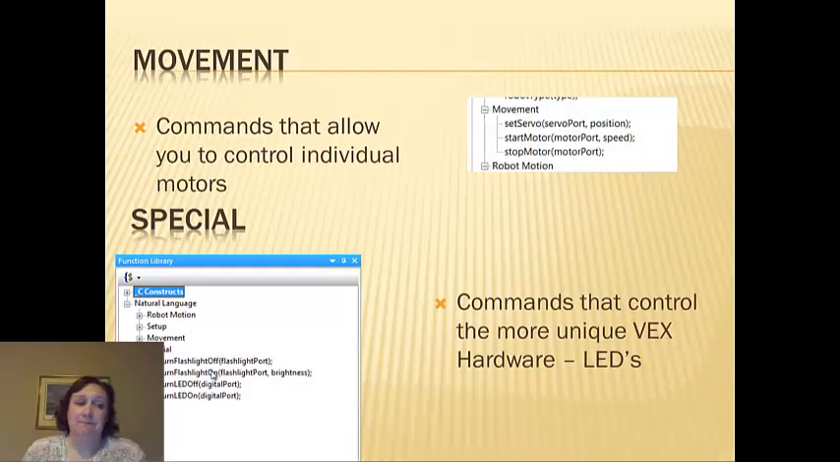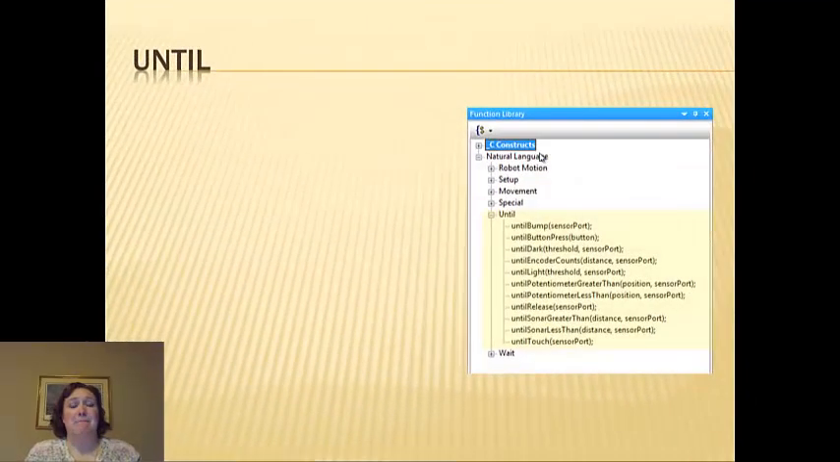So movement is one of the big things we look at. Start motor, stop motor are the two main movement pieces that we're going to drag. And you're just going to drag them over from the library, drop them, and then you're going to be typing in them. Special does odd stuff like turning on flashlights. We don't have any flashlights, but it could turn on LEDs and off LEDs and stuff like that.